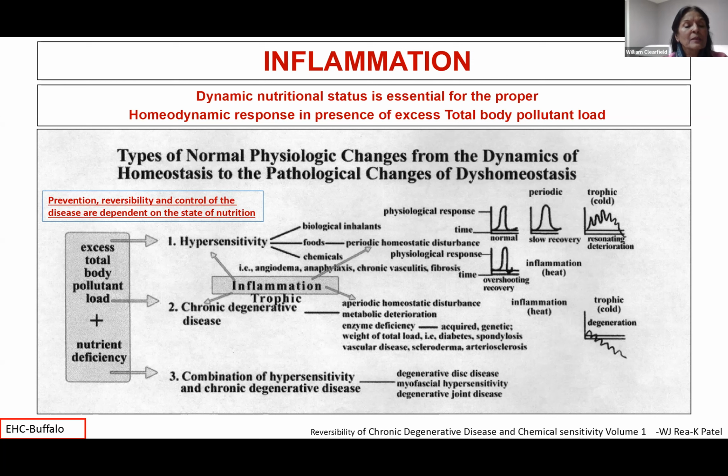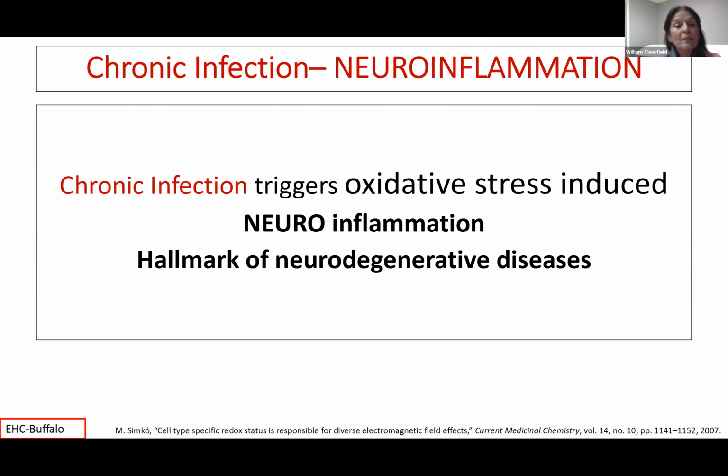But sometimes the level of nutrient may be normal in the blood, but an organ-specific deficiency may be there, and these are the cases where one develops inflammation in organs, like neuroinflammation, liver inflammation, or cardiac inflammation. So one has to be aware that what you measure in the blood is not adequate. Chronic infection triggers oxidative stress, and oxidative stress induces neuroinflammation, which is the hallmark of neurodegenerative diseases.